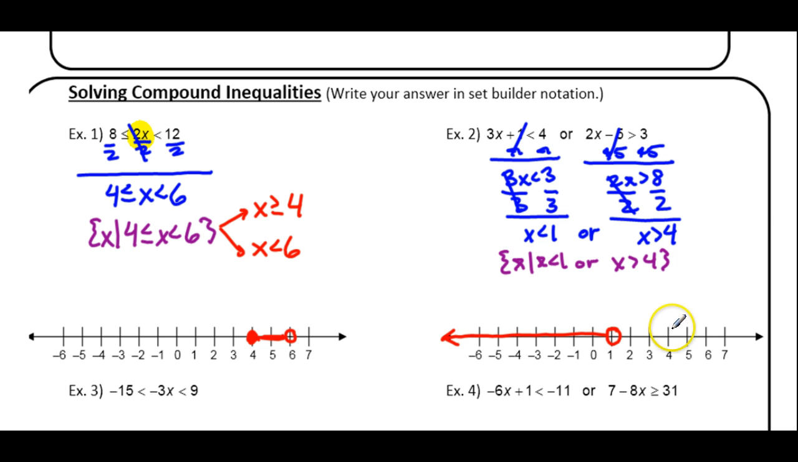Or x is greater than 4. So I put an open circle on 4 because it's not equal to 4, it's just greater than. There's our final answer. Okay? Alright, let's do a couple more.